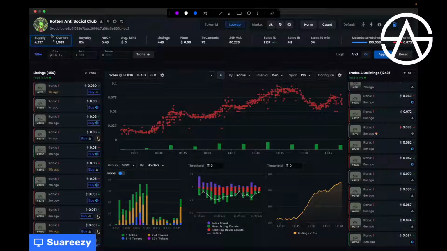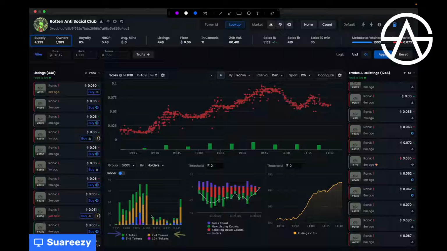I like to have a very high owner to supply ratio, and preferably I'd rather see a lot more green and orange walls, like we're seeing here right now, as opposed to what we're seeing in other projects with bigger supplies or lower ETH prices, with these blue and purple walls with people buying 5 to 9 tokens and 10 plus tokens even. So that's one metric to look at.